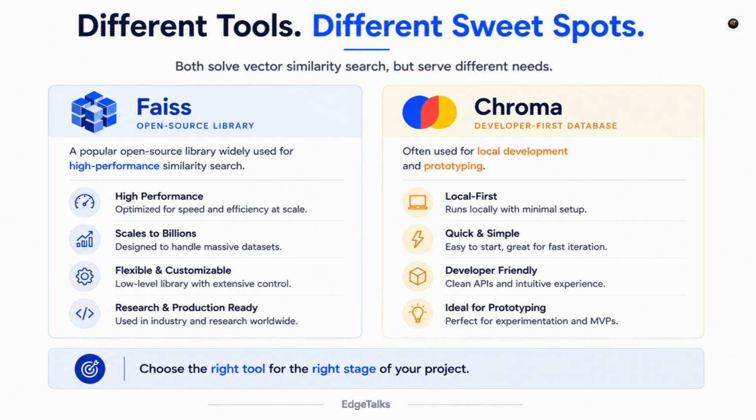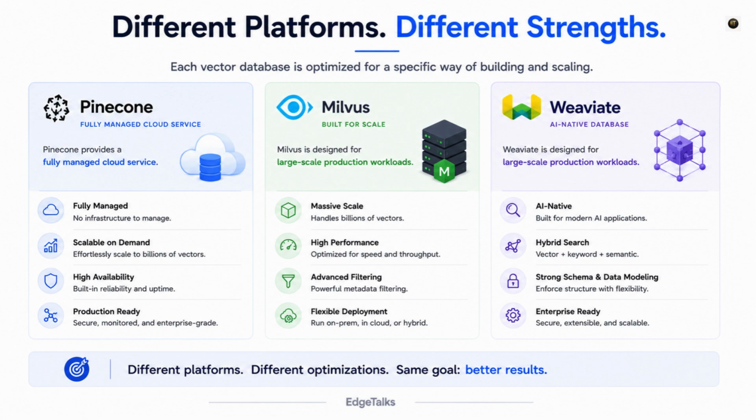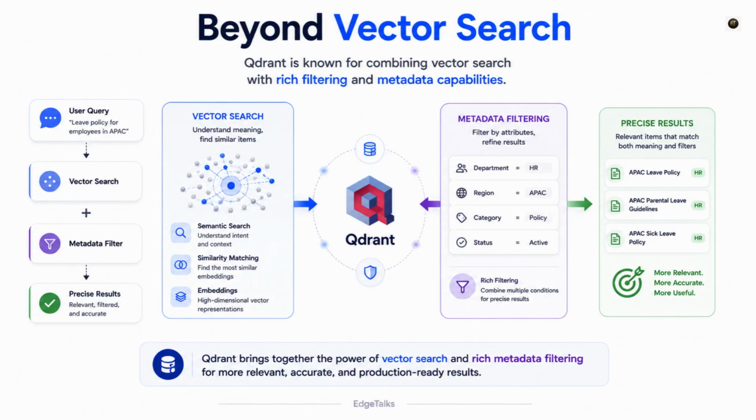For example, FAISS is a popular open source library widely used for high performance similarity search. Chroma is often used for local development and prototyping. Pinecone provides a fully managed cloud service. Milvus and Weaviate are designed for large scale production workloads. Qdrant is known for combining vector search with rich filtering and metadata capabilities.